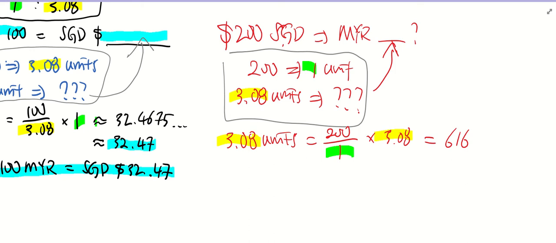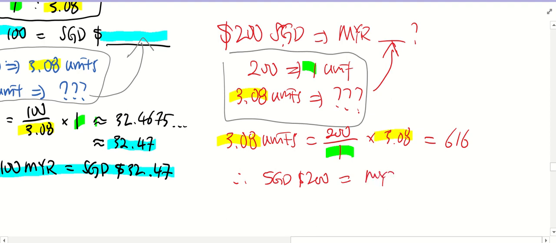All right, so what is this currency? Ringgit. Okay, so therefore we can write Singapore dollars 200 is equivalent to ringgit 616. And we're done. Okay, so this is how we generally go and convert currencies.